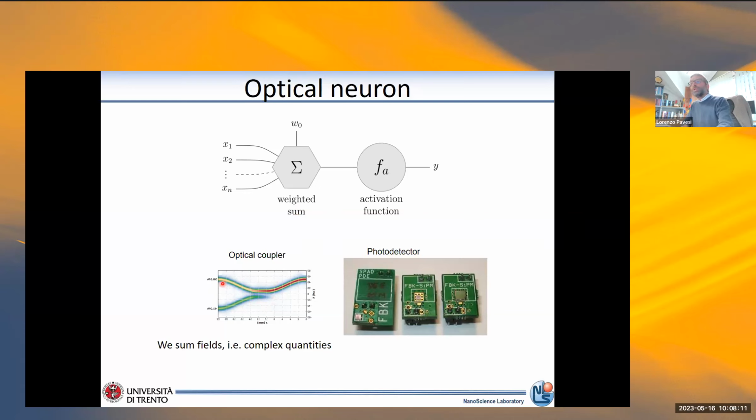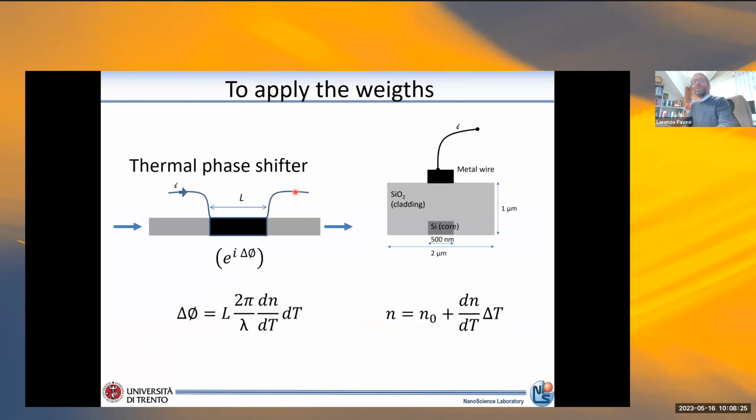By controlling the phase of the light that is reaching the interference points, we can change the results of the sum. In order to control the phase, we use a very simple device, a thermal phase shifter. This thermal phase shifter is based on a metal wire that is grown on top of a silicon waveguide. By letting a current flow through the metal wire, we heat up the metal wire due to the Joule effect. So the heat moves from the wire to the silicon waveguide.